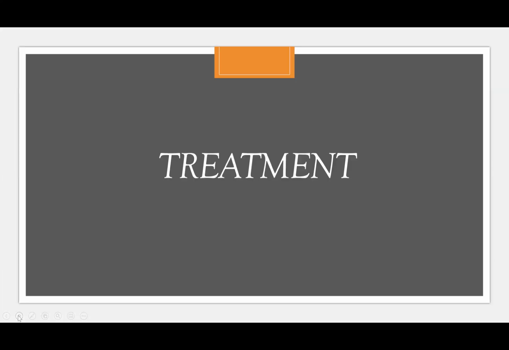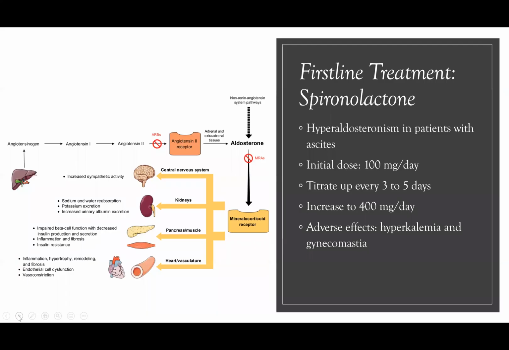Now that we looked at a few of the causes for ascites, we'll look into the treatment options that are currently available. The first line treatment is currently spironolactone, and this is largely because of the hyperaldosteronism that we see in patients with ascites. Spironolactone works by competing with the aldosterone for receptor sites in the distal renal tubules, increasing sodium chloride and water excretion while conserving potassium and hydrogen ions. It also is believed to block the effect of aldosterone on arterial smooth muscle.